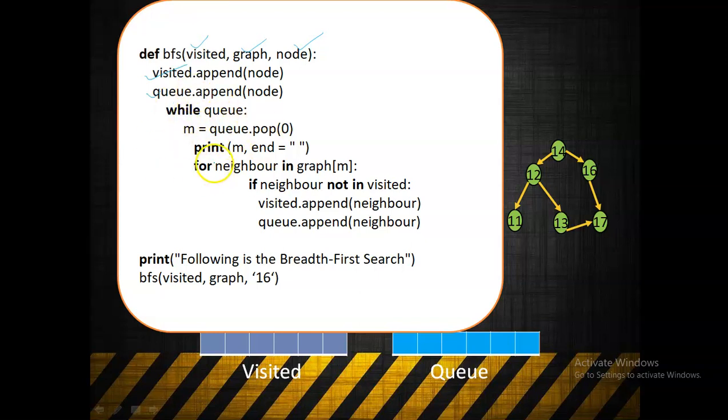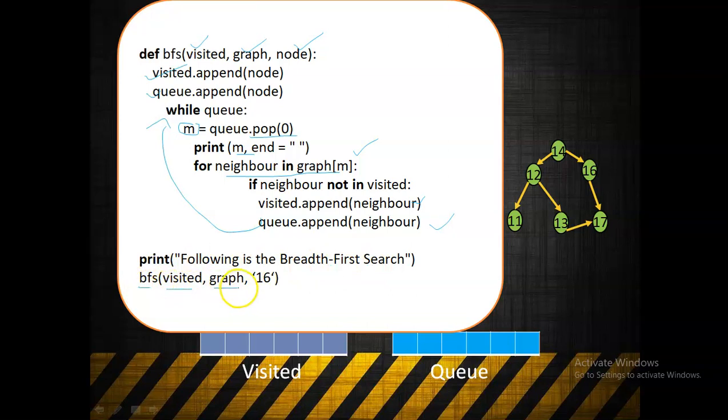After that, a while loop will continue until Q is empty. The first element of Q, that is pop 0, will be taken into output M. Print the output M. After printing M, you can find the neighbors of M in the graph. If neighbors are found, you append them to the visited array as well as Q, and the loop continues. Then you can print the breadth first search traverse by calling the BFS algorithm.